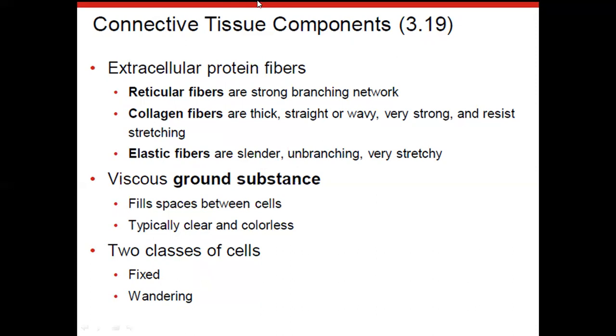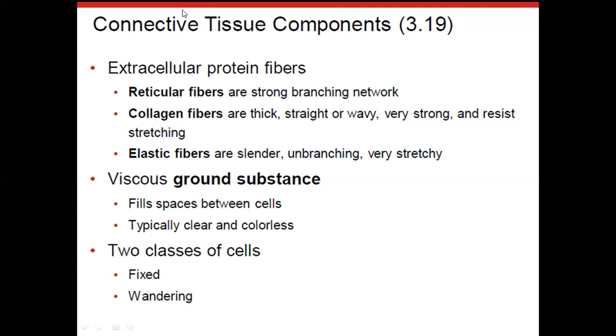Collagen fibers. Collagen fibers are thick, but don't branch. They're strong and straight. They may be a little bit wavy, but they're really strong and they resist stretching. And elastic fibers are thin. They do not branch, and they're very stretchy. So they can go from really wavy to really stretched out. Think about a rubber band, from where it goes from wavy and kind of misshapen, and when you pull on it, it stretches out. Elastic fibers act like a rubber band.